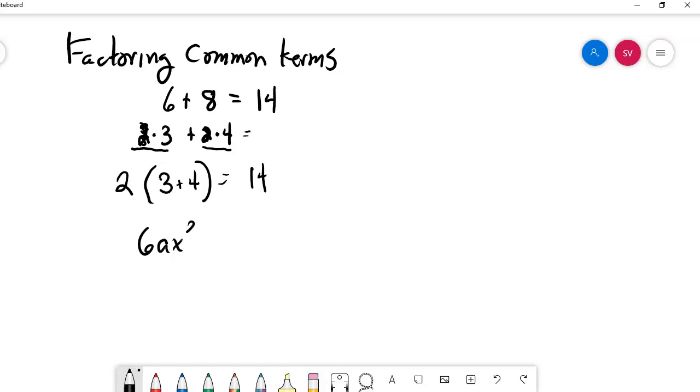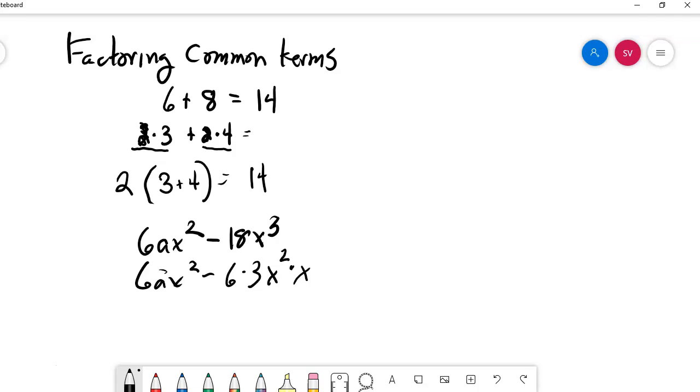So I have 6ax squared minus 18x to the third. So what I'm going to do is I'm going to expand this out. 6ax squared I'm going to keep exactly as is, but 18 I'm going to expand out into 6 times 3, similar to what I did over here when I expanded out to 6 and 8. So 18 is 6 times 3. X to the third is x to the second times x to the first, or just simply x.